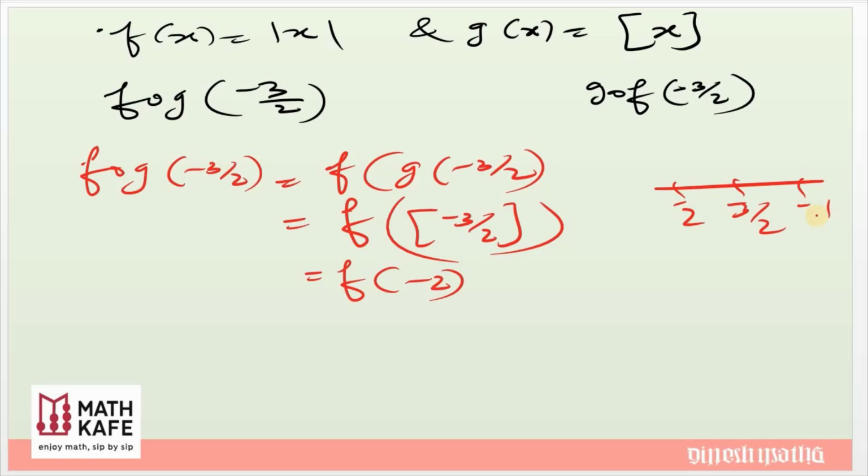If you think negative 1 is right, please check. Negative 1 is greater than negative 3 by 2, so it cannot be true. That is why the integer part of negative 3 by 2 is negative 2. Now f of minus 2, that will become modulus of minus 2, that is equal to 2. This is one of the good questions you can get in MCQ or in a one mark type question.